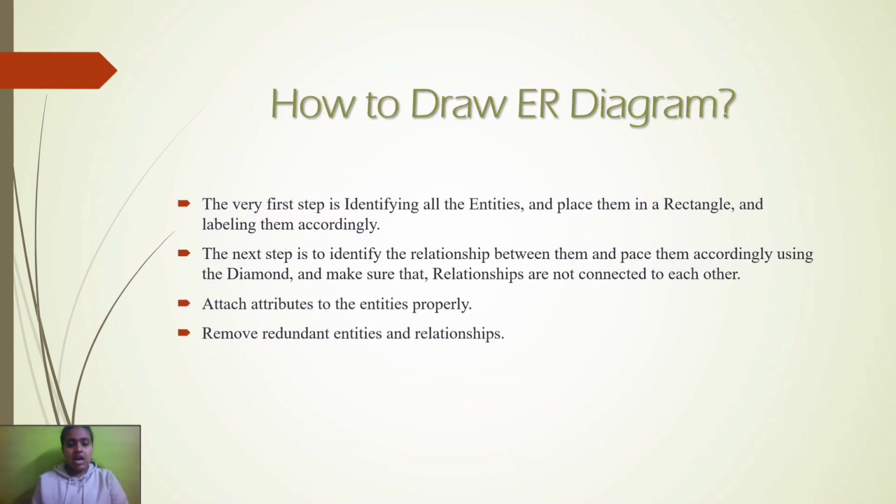Now we will see how to draw an ER diagram. The very first step is identifying all the entities and place them in a rectangle and labeling them accordingly. The next step is to identify the relationship between them and place them accordingly using the diamond and make sure that relationships are not connected to each other. Attach attributes to the entities properly. Remove redundant entities and relationships.